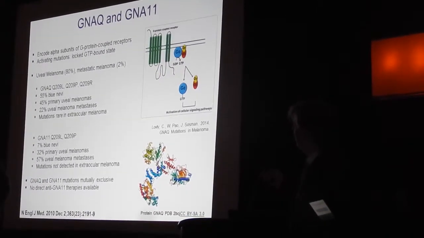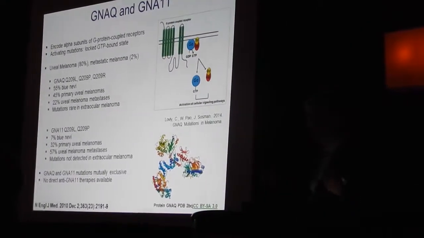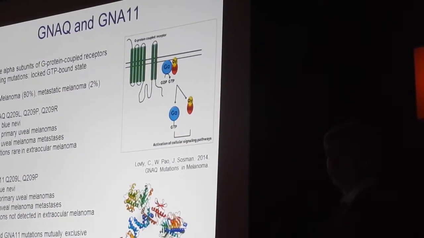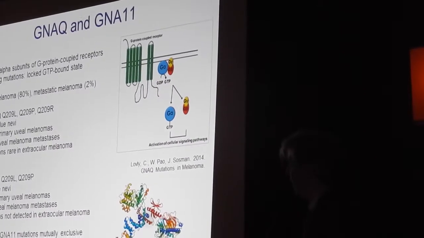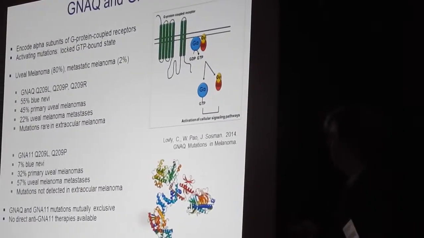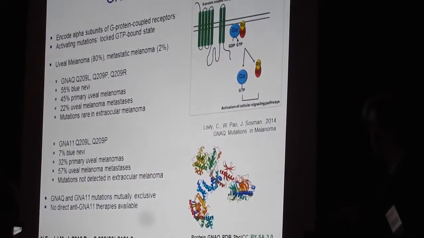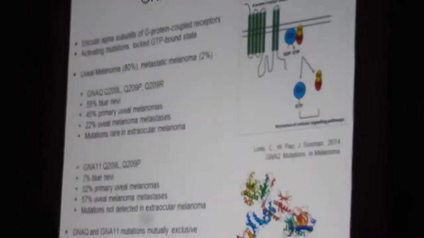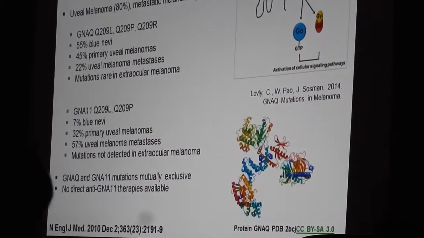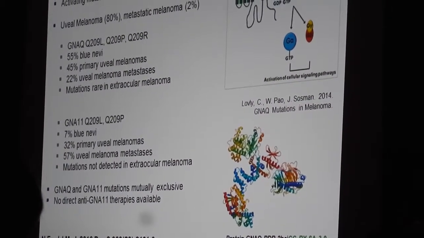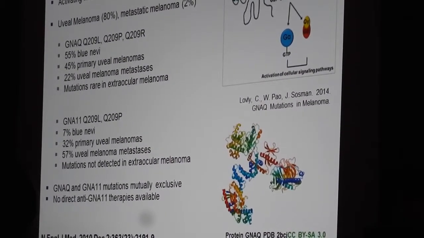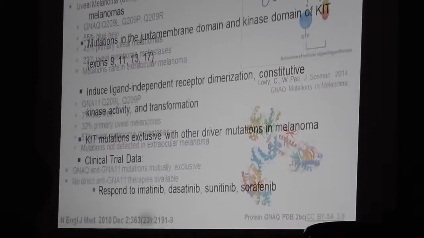But mutations in GNAQ and GNA11 leave it in a pseudo-GTP-bound state, so it's constitutively activated, and that causes constitutive signaling and transformation of the melanocyte. So these are very common in uveal melanoma and in metastatic melanoma. You can find them in primary uveal melanomas and uveal metastatic lesions at a high prevalence. These mutations are mutually exclusive because they're functionally redundant, and there's no anti-GNA11 therapies available. But it does cluster and associate very much with the uveal origin of melanoma.